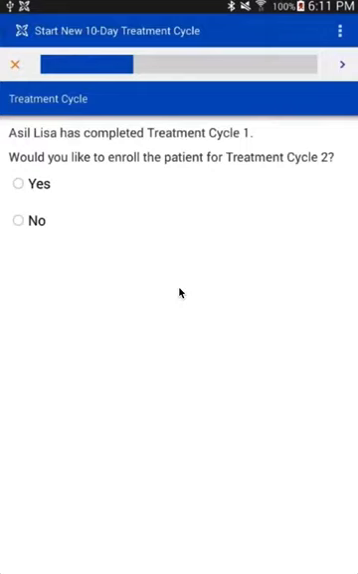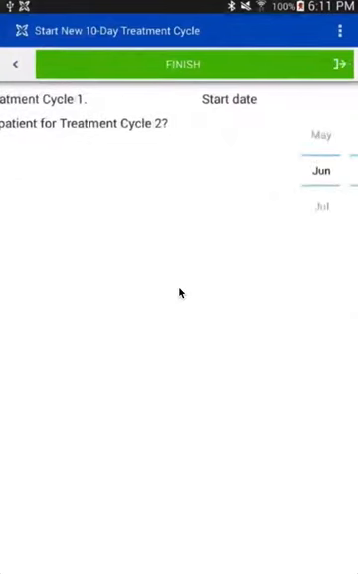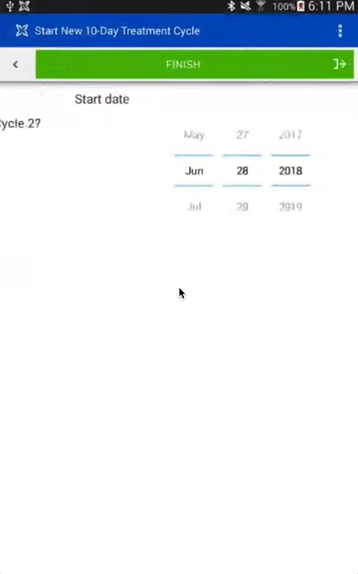and that takes us to the forms to define this new cycle. So we will enroll this patient for the treatment cycle 2. We say yes. All right. So we click yes there, and we go to next. And then we say when this cycle started.